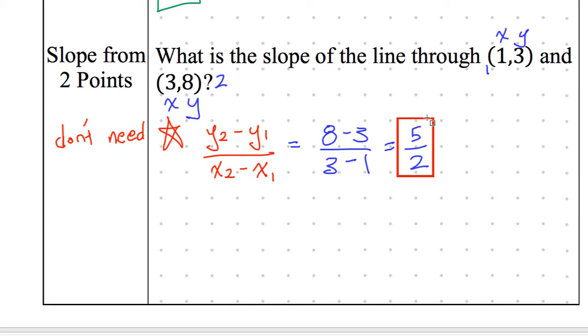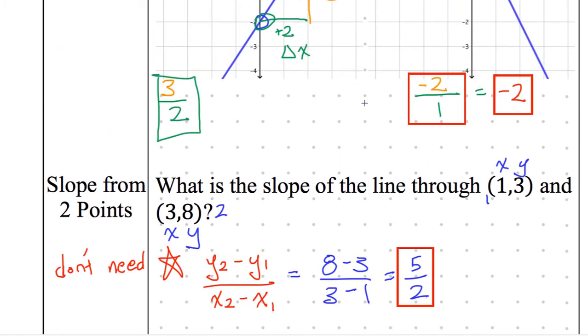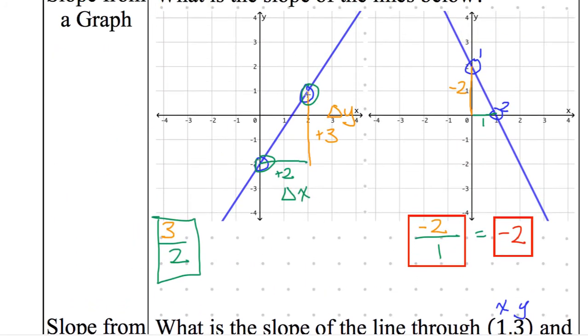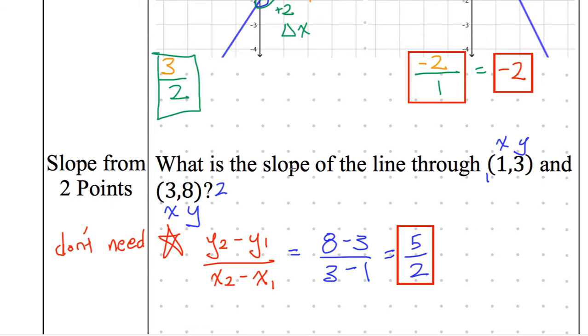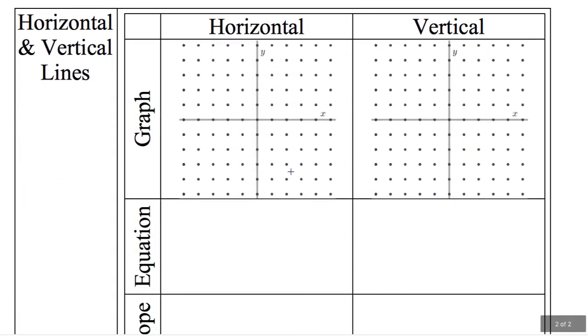All right, so everything that I've talked about here is super important for the rest of the year. This backside is important, but not as much as just finding the slope of a line given 2 points on a graph or just in a sentence, I guess. Make sure you really have that front page down. All right, let's talk about horizontal and vertical lines.